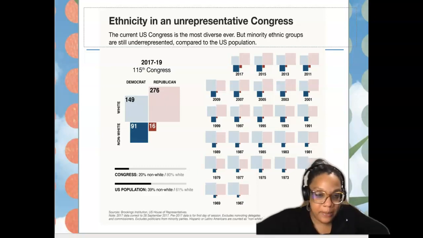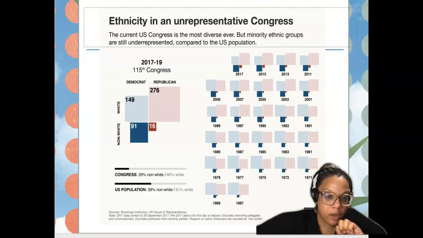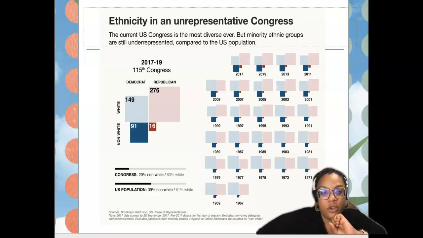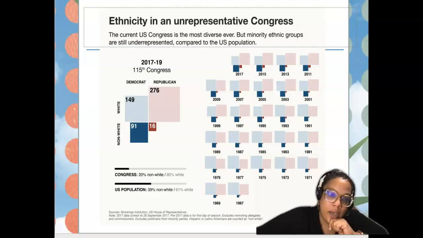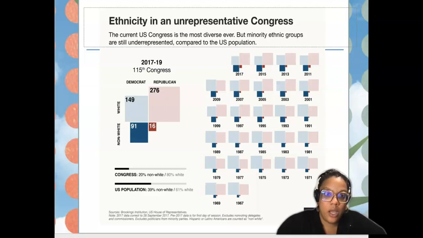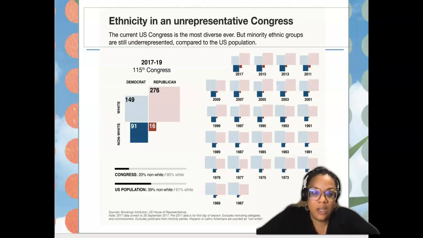Okay, hopefully you're seeing what I'm seeing in terms of the larger the square highlights the bigger the group, right? So the larger square here up top, of white people in the Democratic Party, is 149, and we see the Republican Party is 276. Okay, we see non-white members in blue at 91 and the Republican Party at 16. Now this scale goes back to 1967, not every year here, but we see from 2017 up at the top left down to 1967 down below.